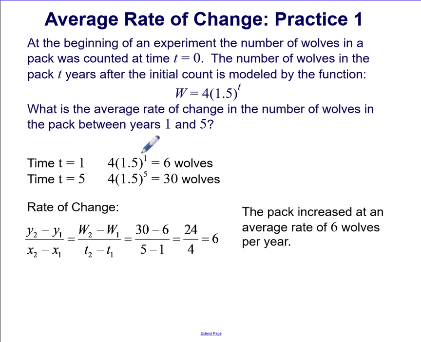4 times 1.5 raised to the first power gives us 6 wolves. When T is equal to 5, I replace T with 5, and I take 4 times 1.5 raised to the fifth power, gives us 30 wolves.